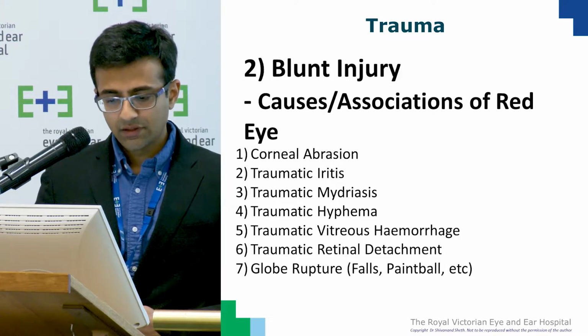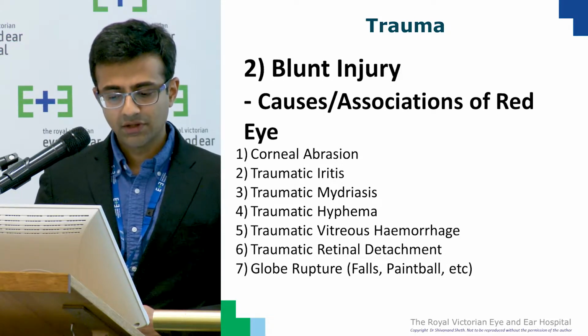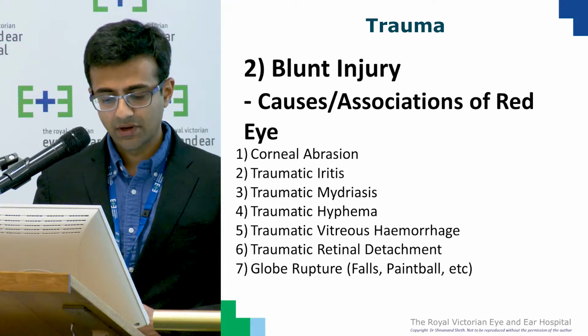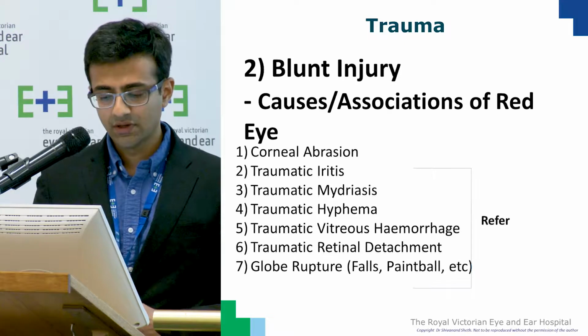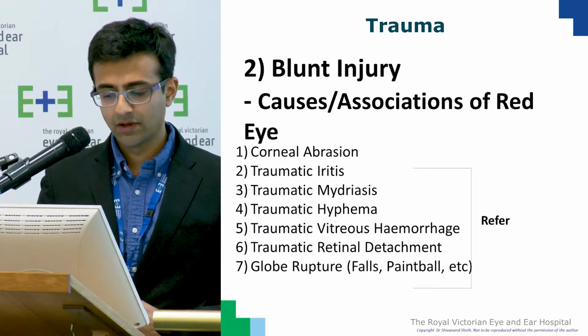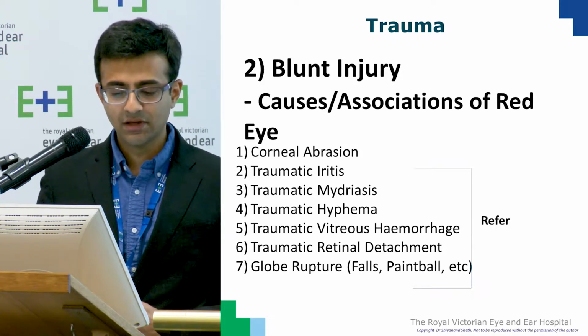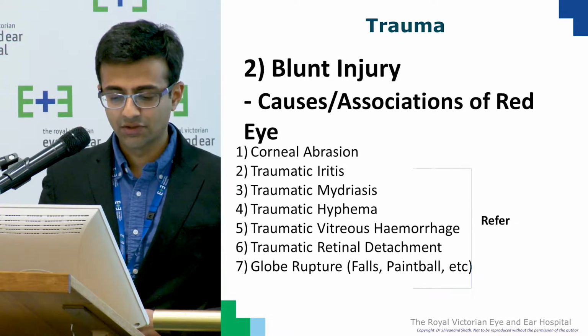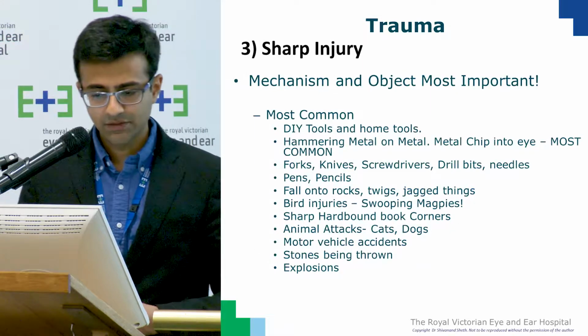Other associations of blunt injury with a red eye are abrasions, traumatic iritis, mydriasis, hyphema, vitreous hemorrhage, retinal detachment, or globe rupture. And you need to refer everything to us other than a corneal abrasion. And it'll be obvious. If you see a pupillary size change or blood, you send them to us.